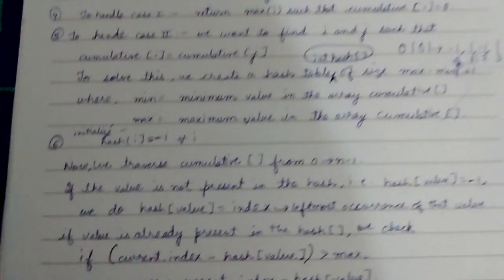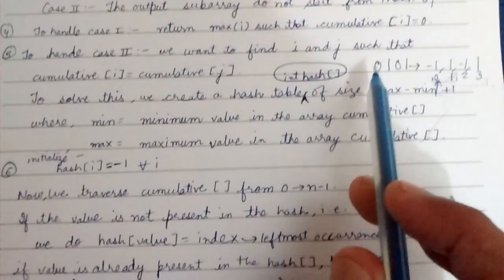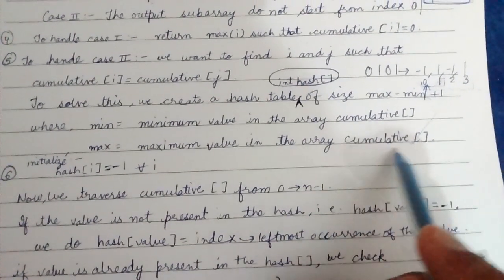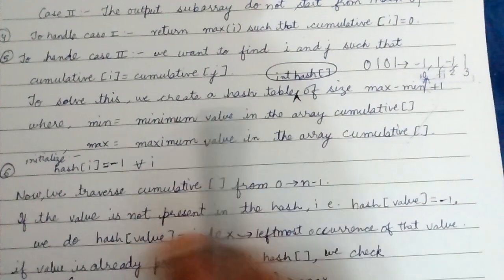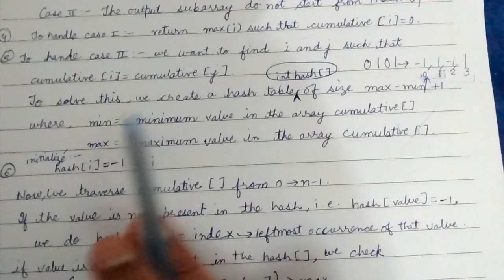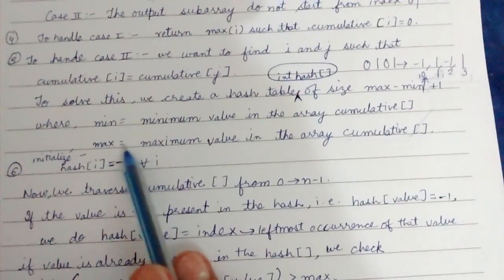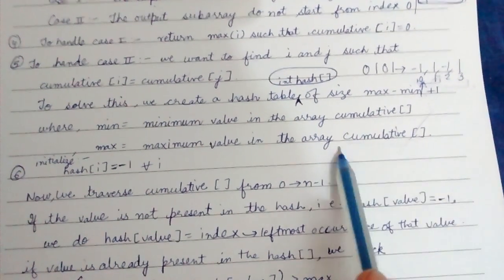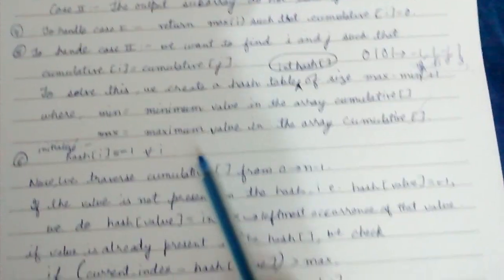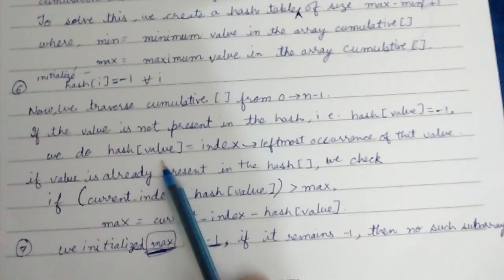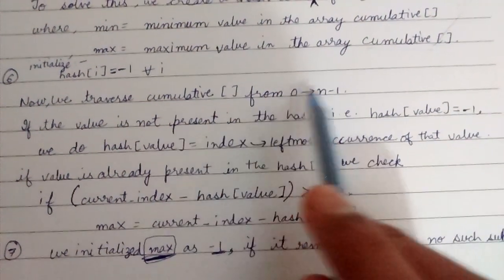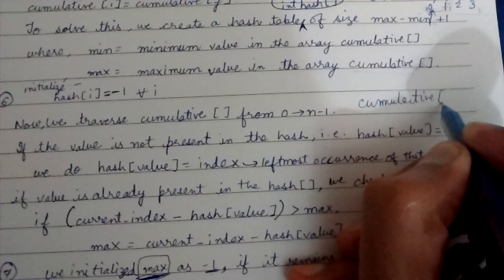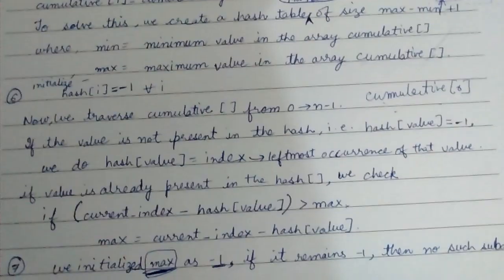This is the hash array defined above. Whatever the maximum value in the cumulative array, we consider it as max, and whatever the minimum value in the cumulative array, we consider that as min. So the size of our hash array is max minus min plus 1, because whatever values are there in the cumulative array, hash is used to hash those values. Let us see what it means here. We traverse this cumulative array from 0 to n-1: we first see cumulative[0], then cumulative[1], then cumulative[2].